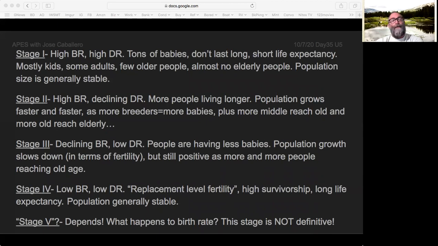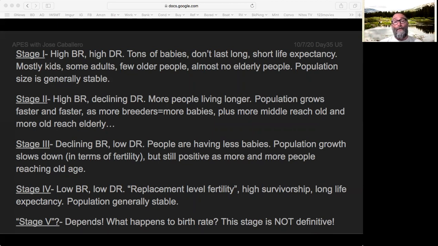In stage 3, you have declining birth rate, all coming down to meet an already low death rate, which means people are having fewer babies. That's what declining birth rate means. And so you start to bring in that curve at the bottom. Population growth starts to slow down in fertility terms. It's still positive because you have more and more people living to old age, but less positive. So instead of population growth at 10%, you start bringing it down to 9, 8, 7, 6, 5, 4, 3, 2%, slowing down population growth.